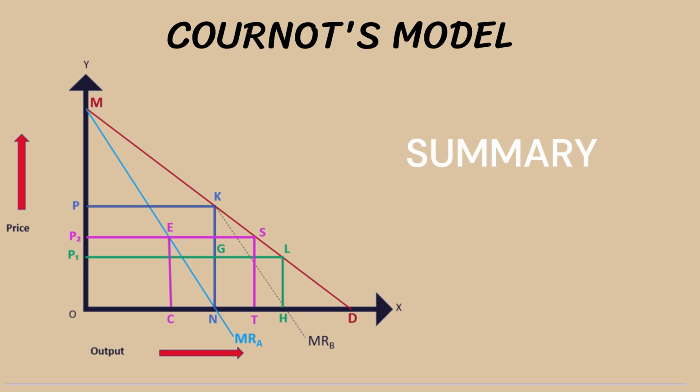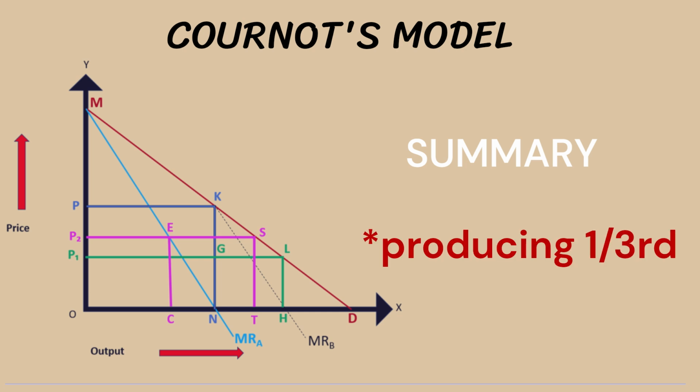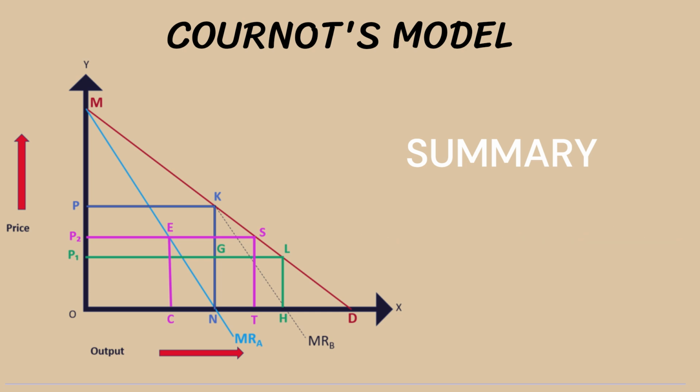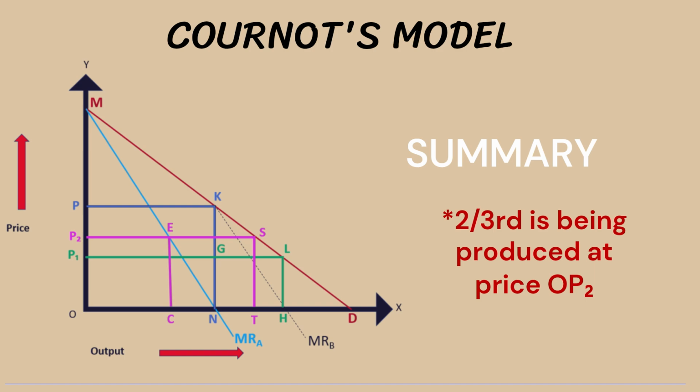The price has fallen, but this adjustment and readjustment will continue taking place. This negotiation will keep on happening until they reach a point where they both would be earning one third. So A would be producing OC level of output and B would be producing CT level of output. OC is one third of OD, CT is again one third of OD. So OD has been divided into three equal parts and two-thirds is being produced now in the market.